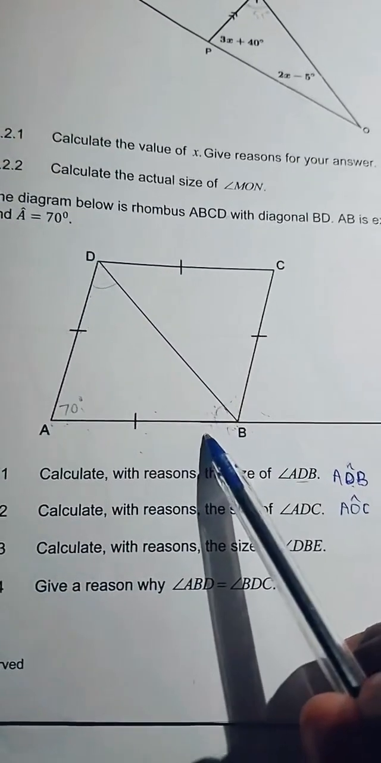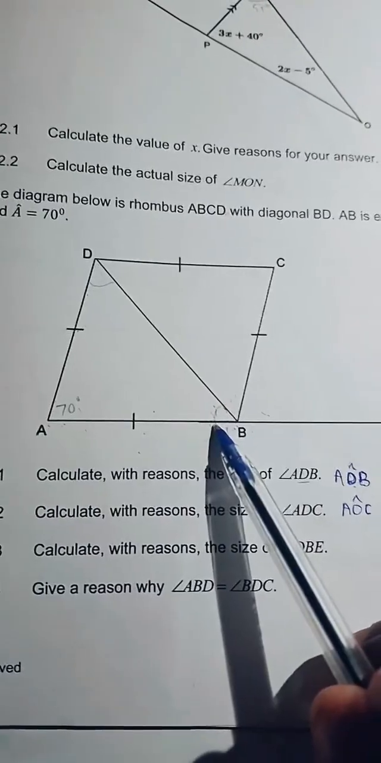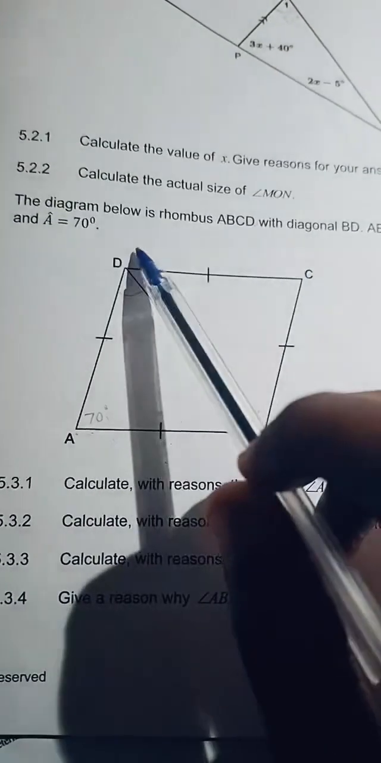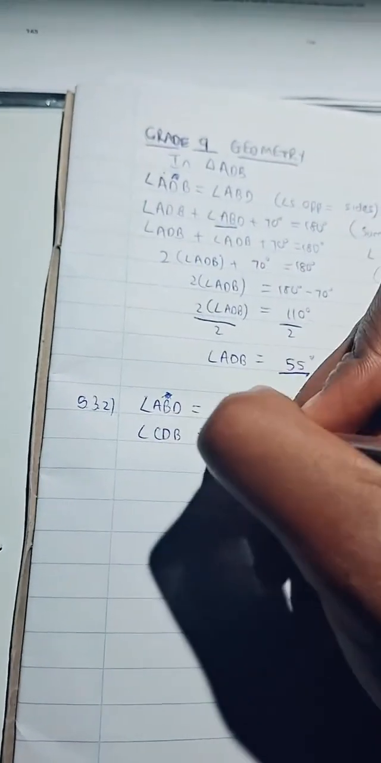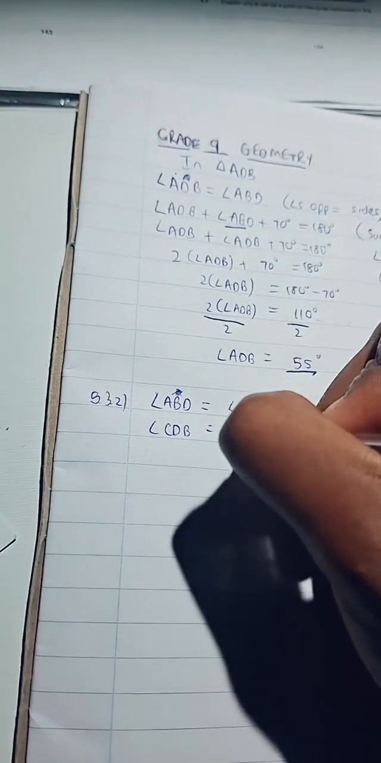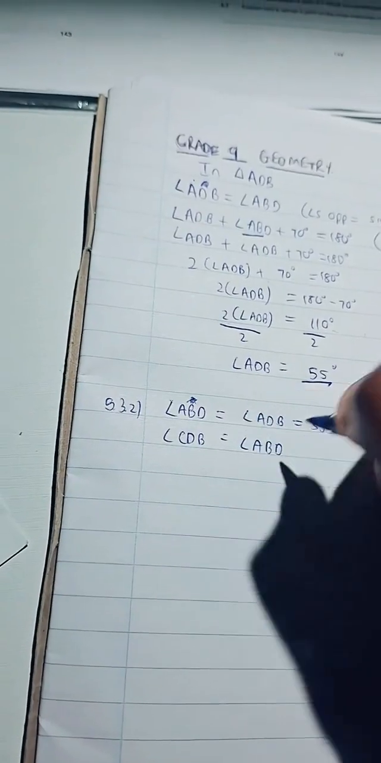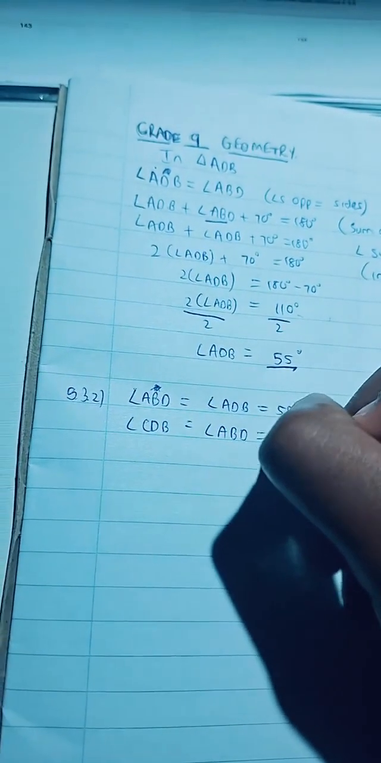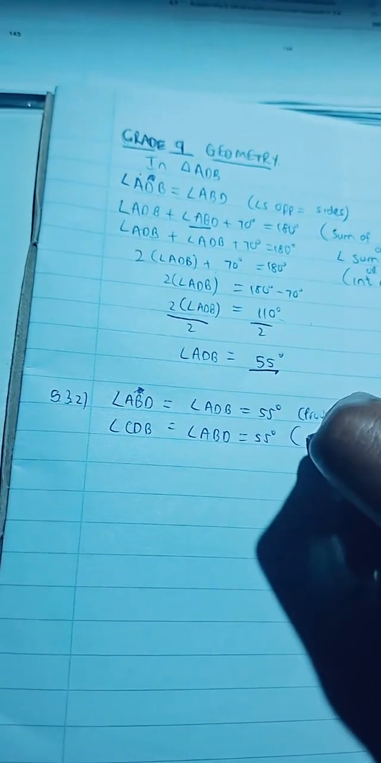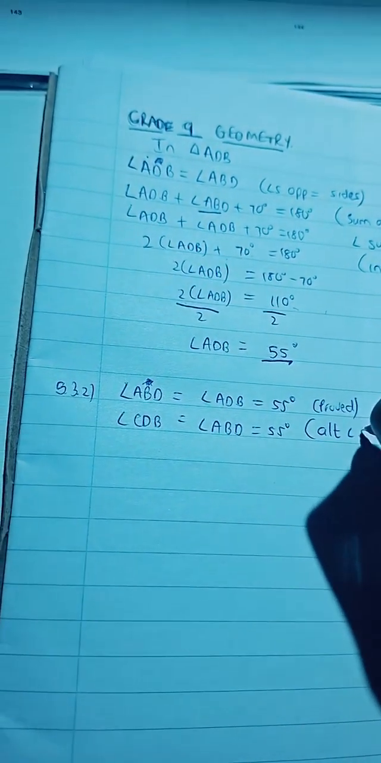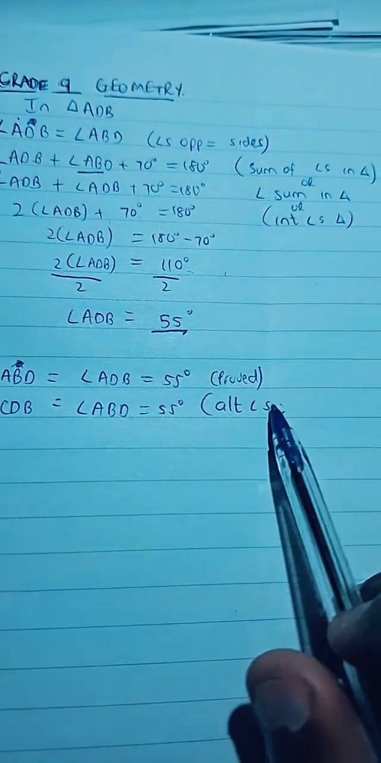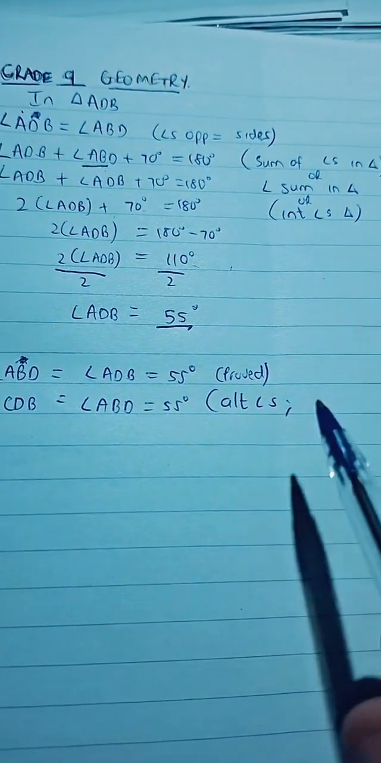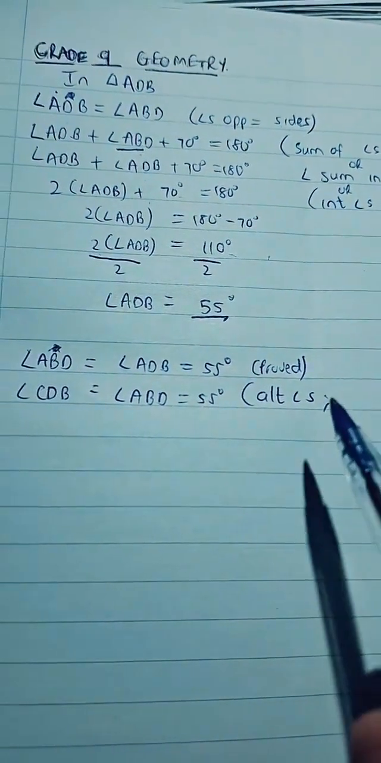ZTSRG, you are 100% right: alternate angles. So we are going to say CDB is equal to angle ABD, which is equal to 55 degrees. And the reason we are going to say is alternate angles, but not only alternate angles, we also need to state the lines that are parallel.